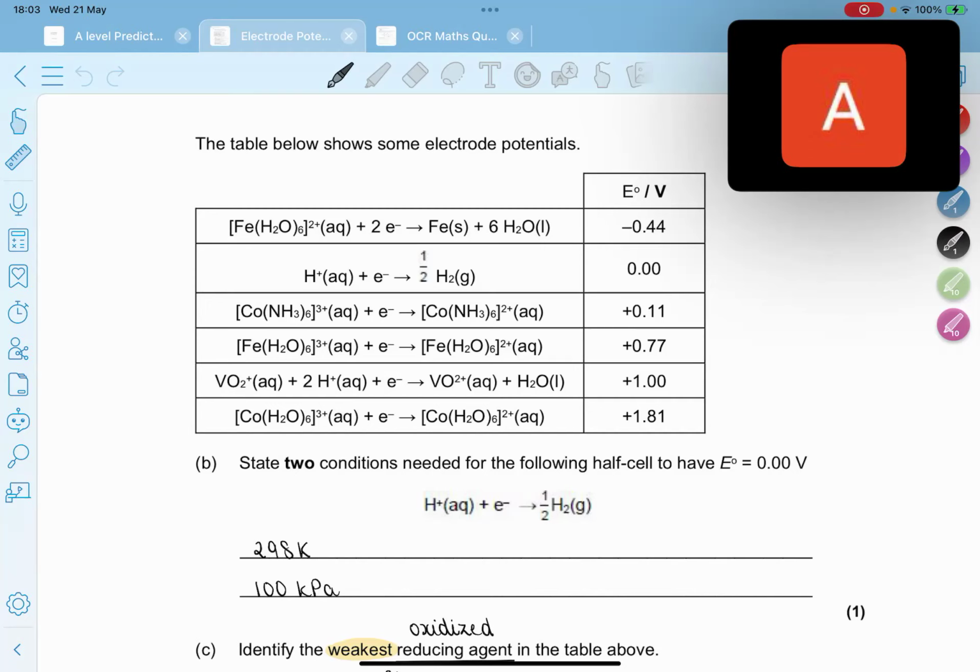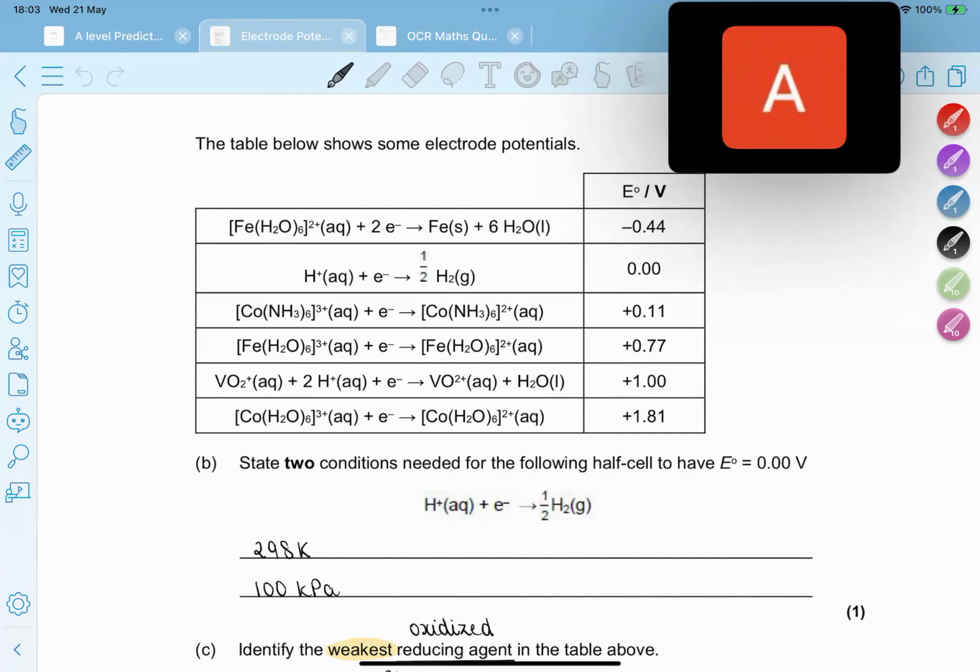Standard conditions mean what? Tiara, can you guide me? What does standard condition mean? 298 Kelvin and 100 kilopascal. Now my question is, can you add one more condition?